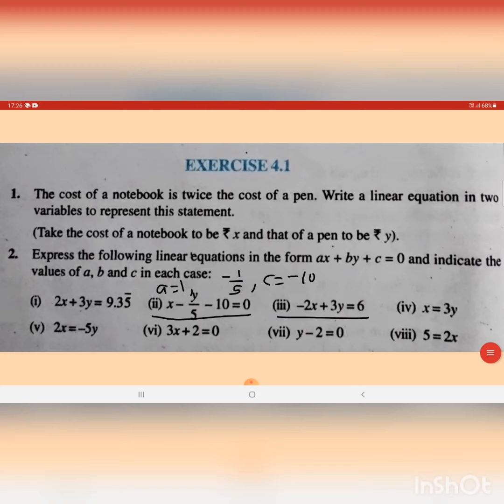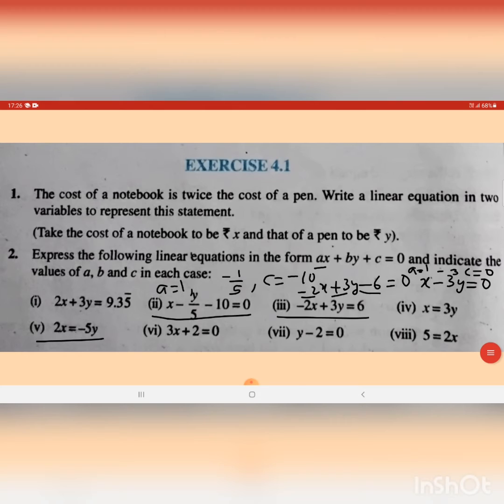Now third one, minus 2x plus 3y, we can take 6 to the left side, so negative 6 equal to 0. So a means negative 2, b 3, c negative 6. Fourth one, x equal to 3y, that can be written as x minus 3y equal to 0. a means coefficient of x, that is equal to 1. a equal to 1. b equal to negative 3. c means 0, there is no other constant. So c equal to 0.